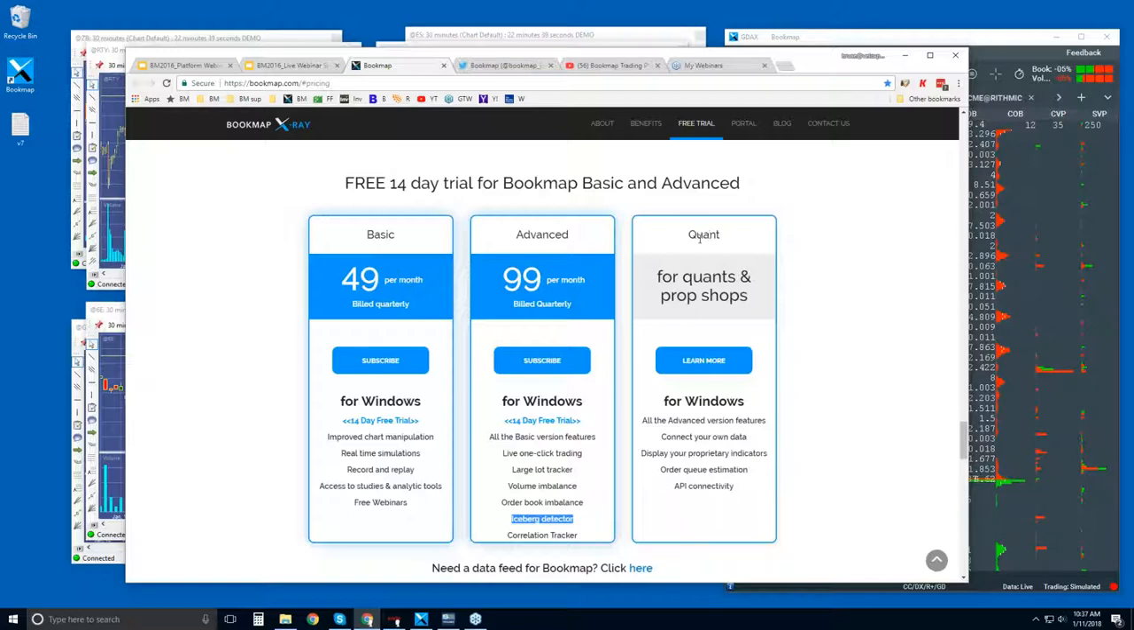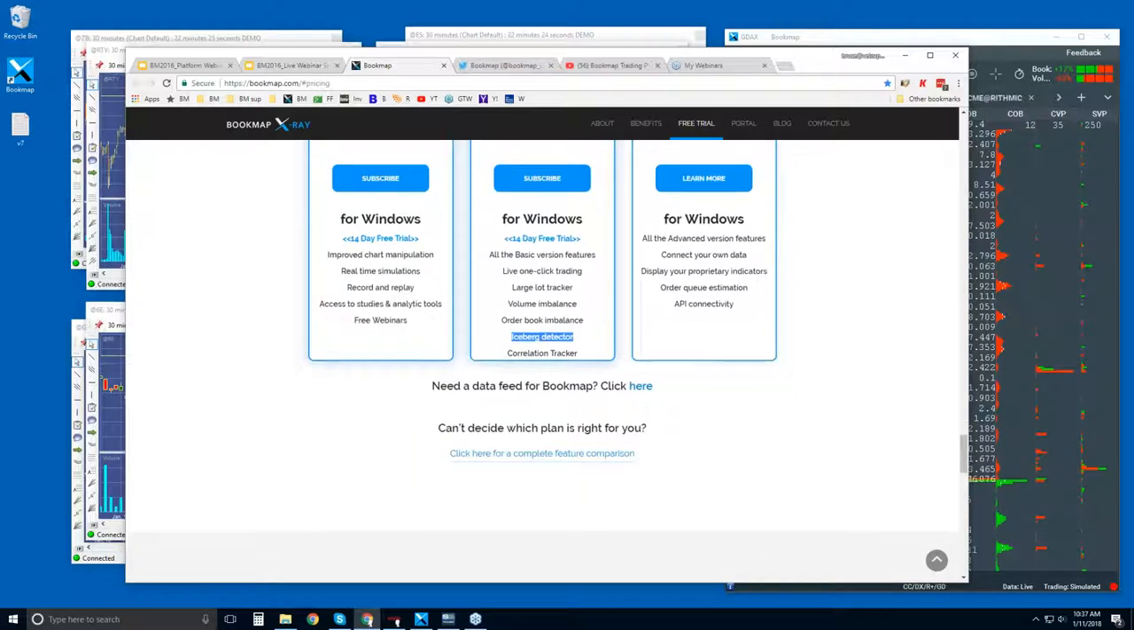Quants, we work with several quants. So if you have your specific needs, click here to learn more about connecting your own specific data feeds, however you want to do it, or your own proprietary indicators, etc. Okay, if you want to see the comparison list, it's here. You can click on this.